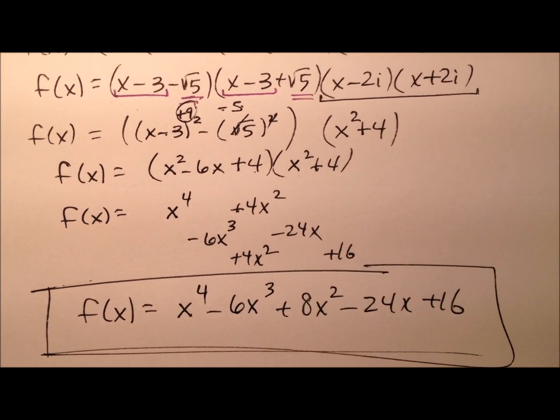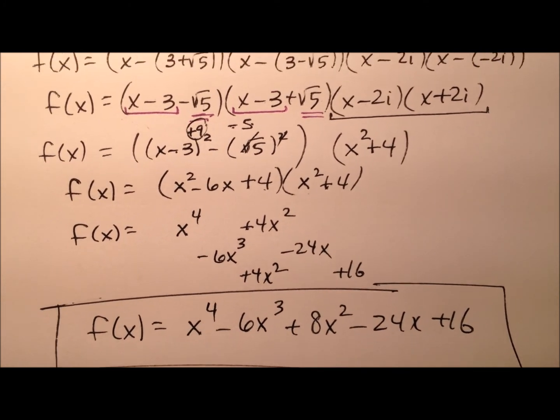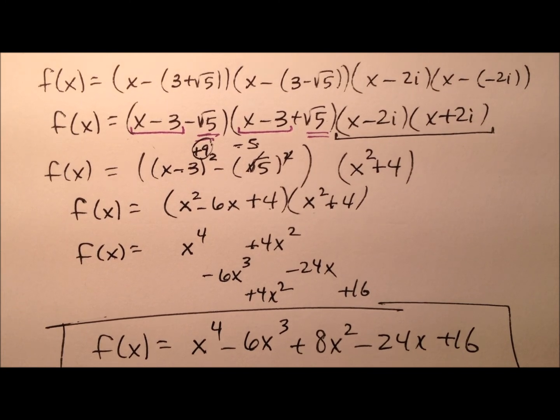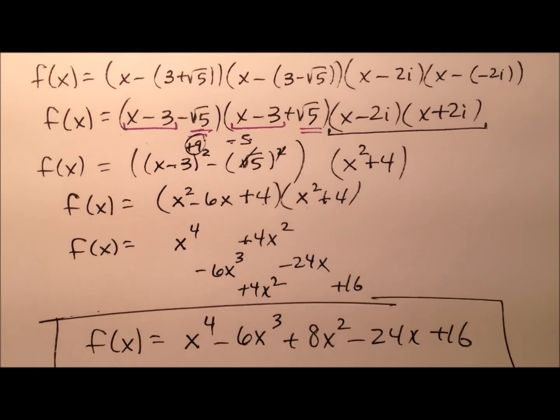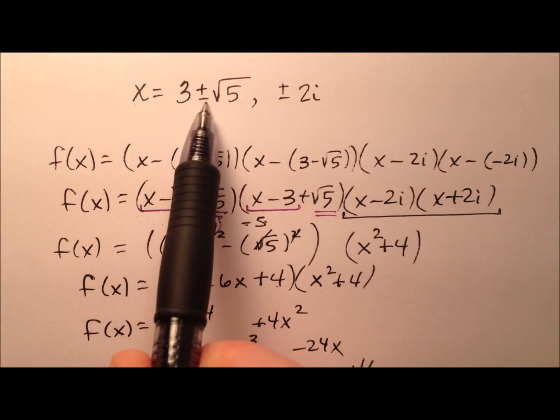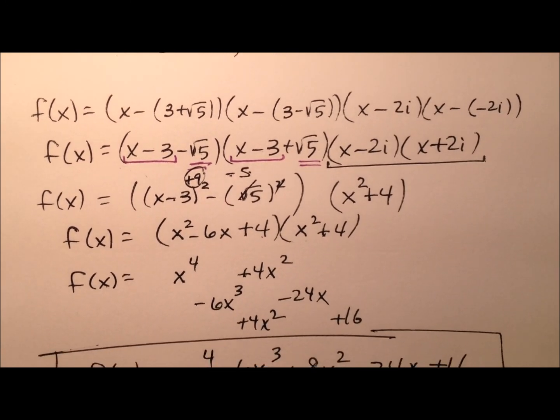Okay, so here is my polynomial. It's written in standard form. It's the simplest polynomial possible because I've not multiplied by any kind of coefficient out front or greatest common factor. And so this polynomial that I've written has the roots x equals 3 plus or minus radical 5 and also plus or minus 2i. So here's that process.